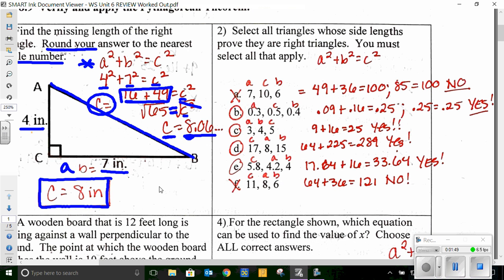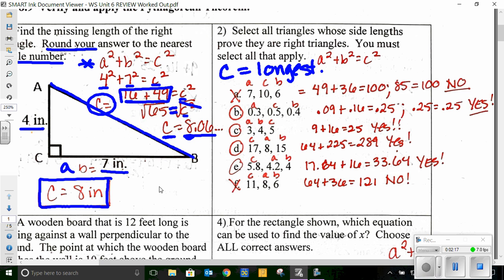On this one here, it says to select all the triangles whose lengths prove that they are right triangles. You must select all that apply. Remember, they're going to have you click on all that apply, or circle all that apply, or possibly drag and drop on an actual SOL. But here we're just circling. The key thing is when I'm given 3 different measurements or 3 different numbers, my C must always be the longest measurement. It's always the longest measurement.